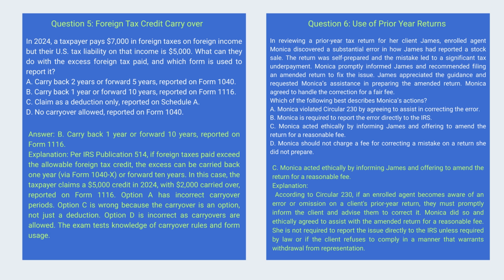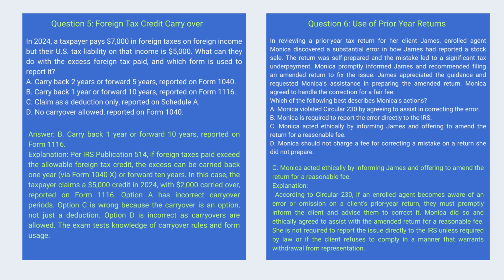In reviewing a prior year tax return for her client James, enrolled agent Monica discovered a substantial error in how James had reported a stock sale. The return was self-prepared, and the mistake led to a significant tax underpayment. Monica promptly informed James and recommended filing an amended return to fix the issue. James appreciated the guidance and requested Monica's assistance in preparing the amended return. Monica agreed to handle the correction for a fair fee.